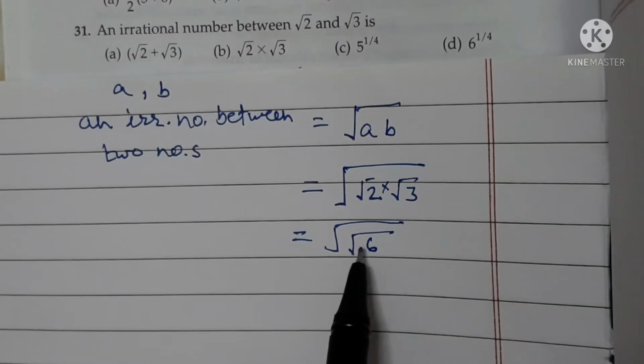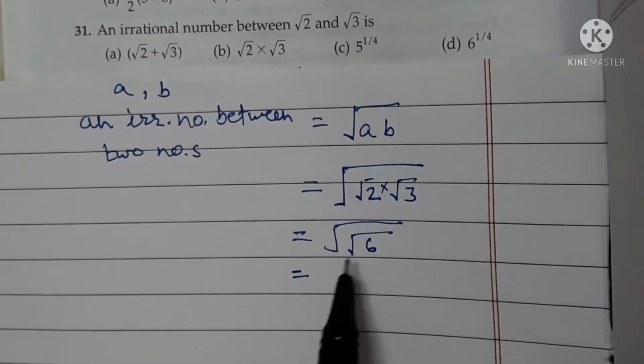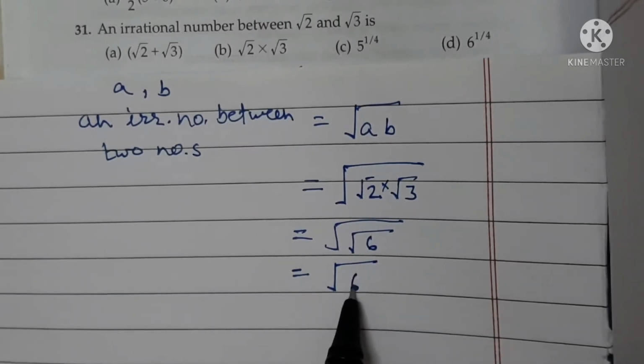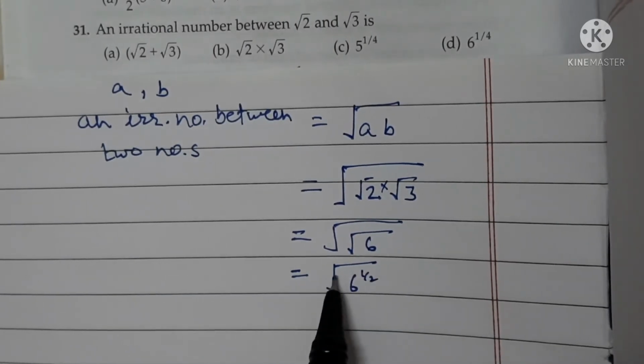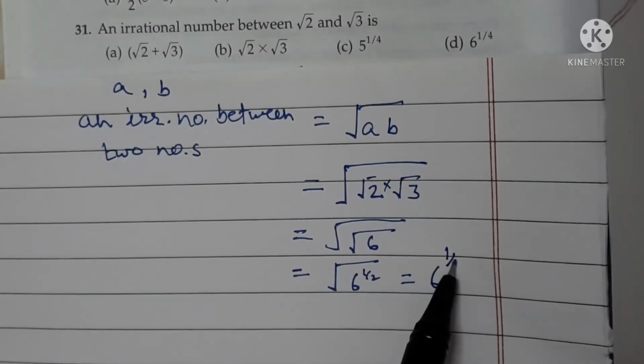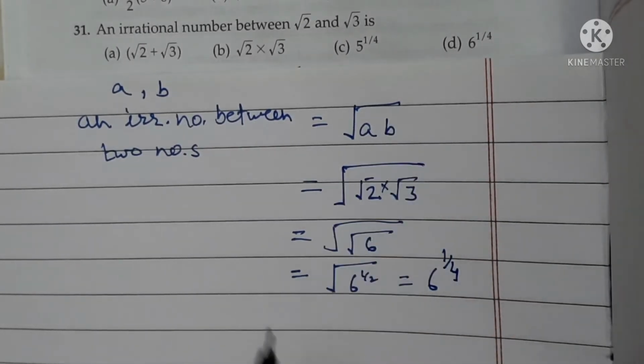or you can write it, this is 6 to the power of 1 by 2, and here again 1 by 2. So this becomes 6 to the power of 1 by 4. Option D is correct.